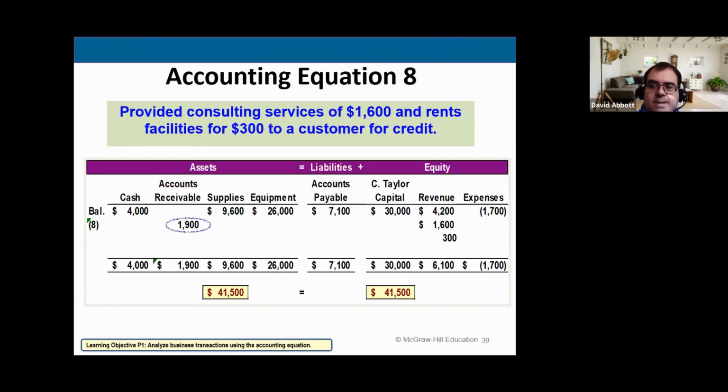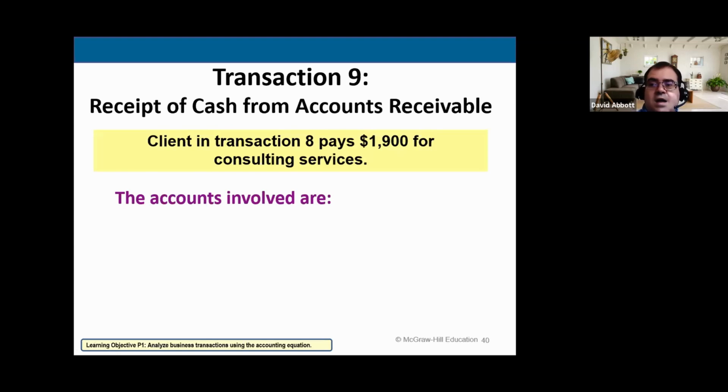We'll look at it this way. So we see our accounts receivable is $1,900, and then we see our equity here is increasing for each one of those. And so again, remember that your debits have to equal your credits, and your thing still has to stay in balance. The client in transaction 8 goes ahead and pays us $1,900 for consulting services.